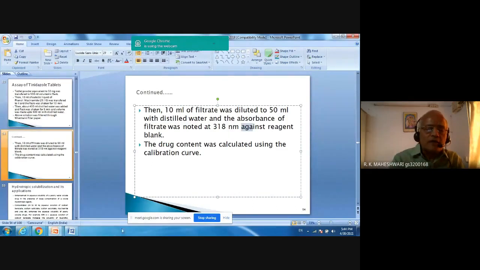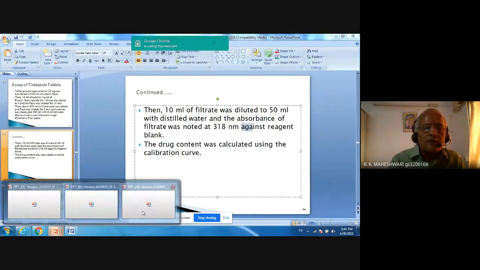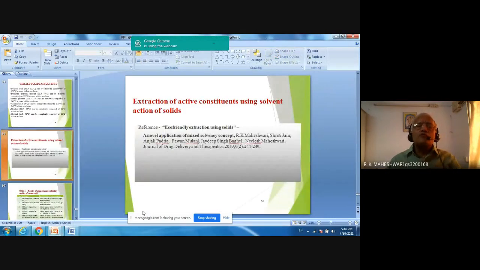Okay, now coming to another one, extraction. You can take the reference of this extraction of active constituent using solvent action of solids. This is a published paper. You can see on Google search, the full paper is available. Eco-friendly extraction using solids, a novel application of mid solvency concept, and these are the authors, and this is the full detail of the published paper. So you can refer to this paper. Briefly, I will explain how the work was done. One more thing, this work has been filed for an Indian patent also.